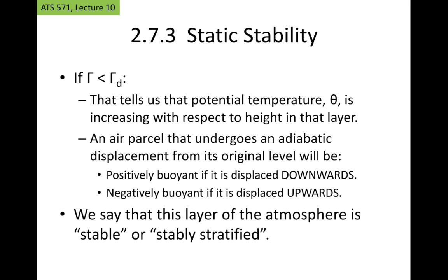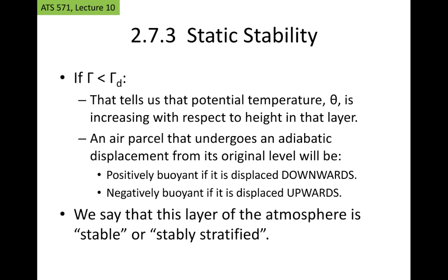If gamma is less than gamma D, this tells us that the potential temperature is increasing with respect to height in the layer. This is a situation in which the atmosphere is stable. How do you remember that? Well, an easy way to think about it: you know that the environmental lapse rate is negative when you're in a temperature inversion, and you know that temperature inversions are statically stable. So if gamma is less than gamma D, this is a stable layer. Potential temperature is increasing with respect to height.